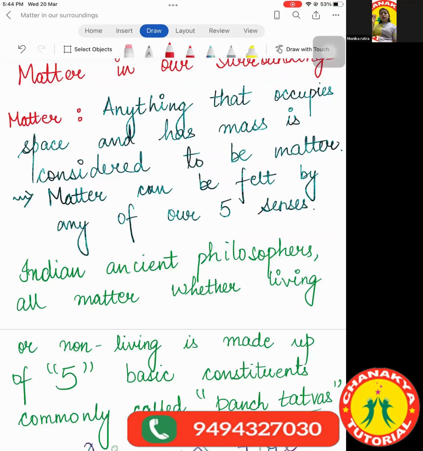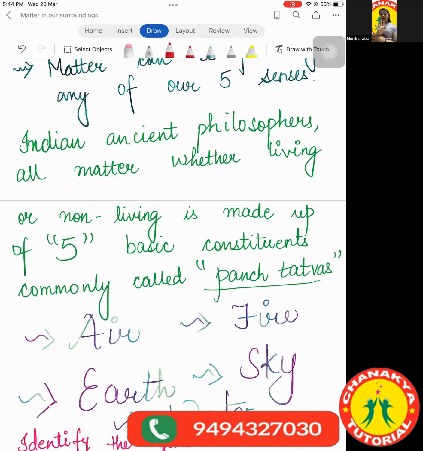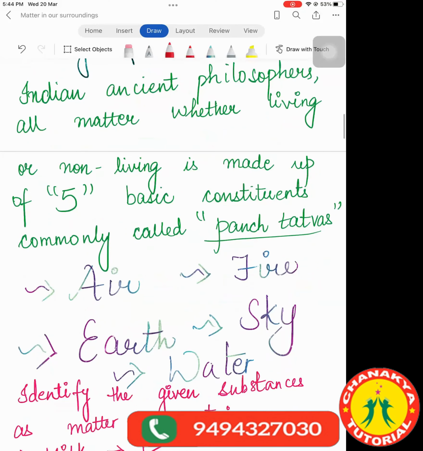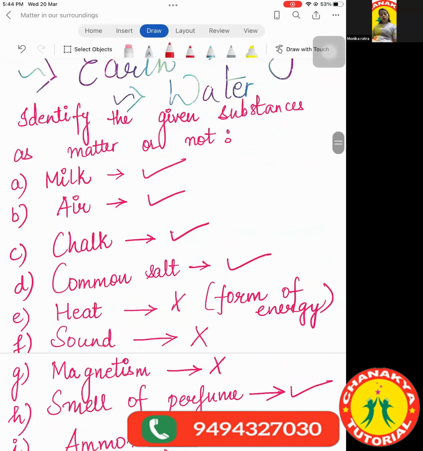Then there were ancient philosophers who concluded that matter is made up of five main basic constituents. The first one is air, next is fire, then earth, then sky, then water. Fine, they said that the entire universe is made up of these five things. Any doubts still here, anyone? No, ma'am. Vignesh? No, ma'am. Clear.